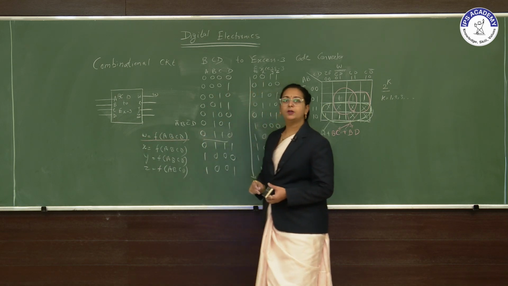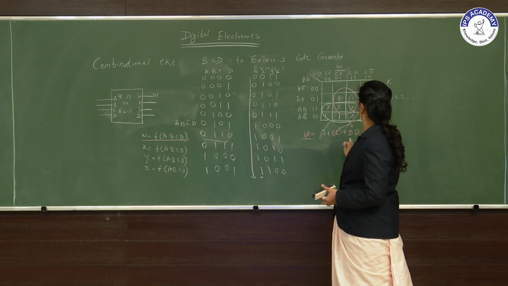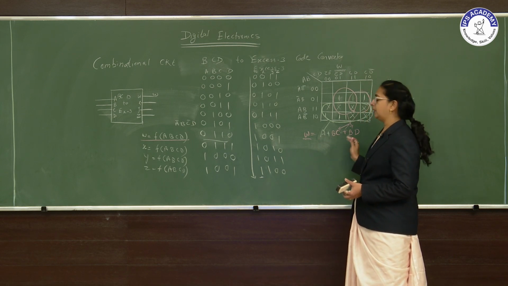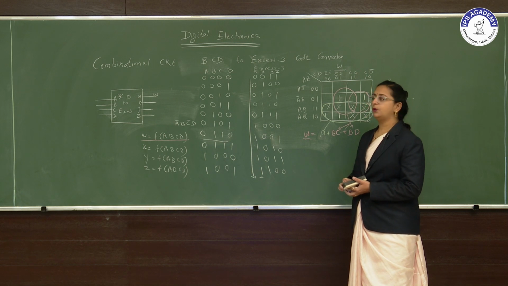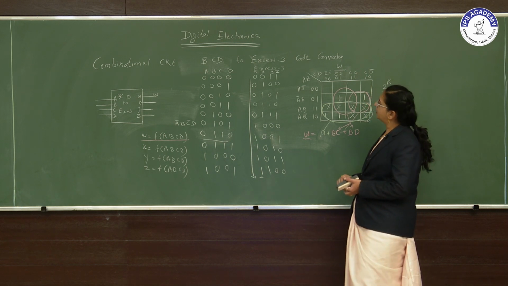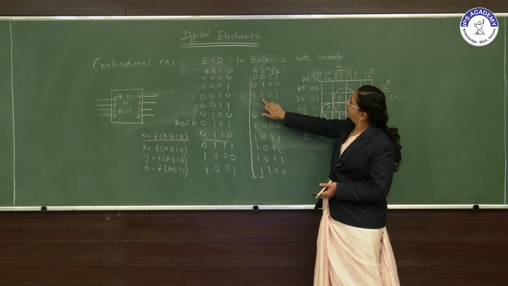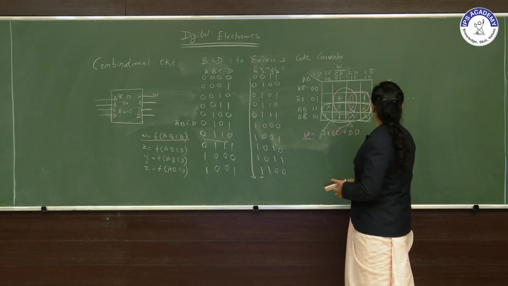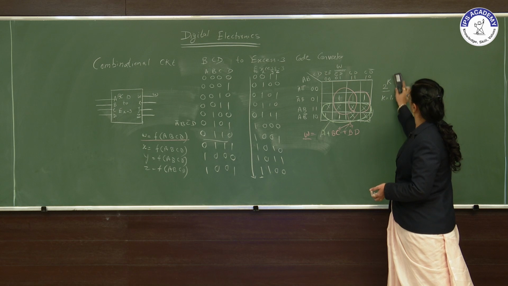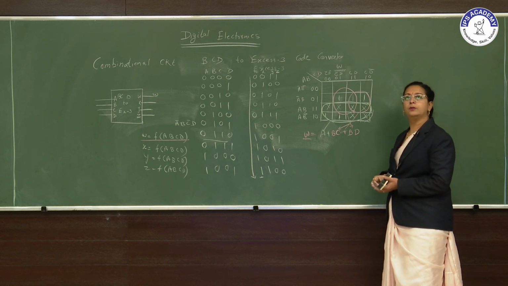So, W is a function of A, B, C, D. Here it is A, B, C and D. Now, we will find out the function for X. For X also, we will check where is the entry 1, where is the output 1 for X. So, we will make another K map for X.